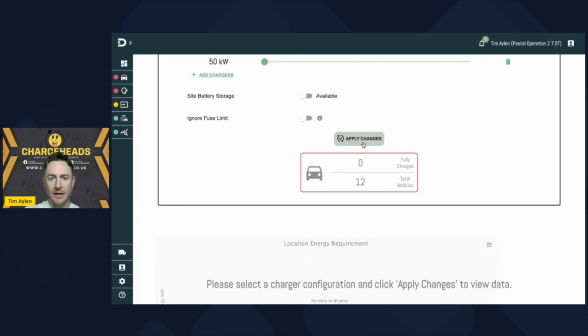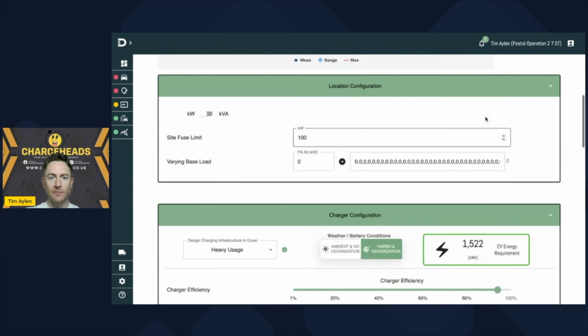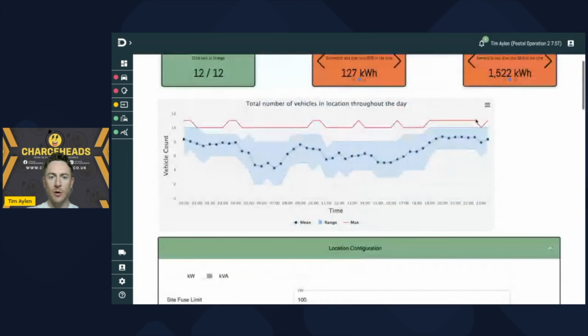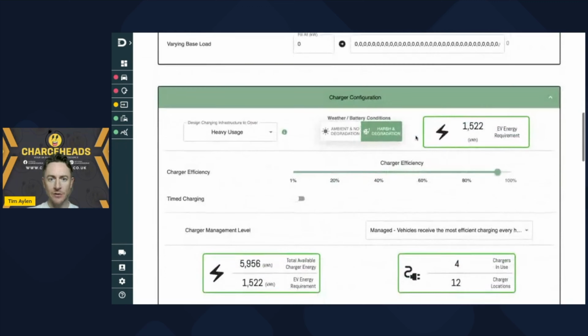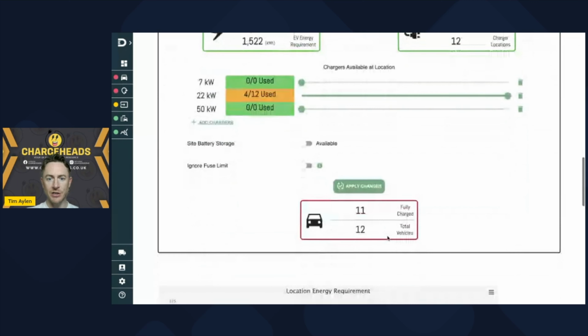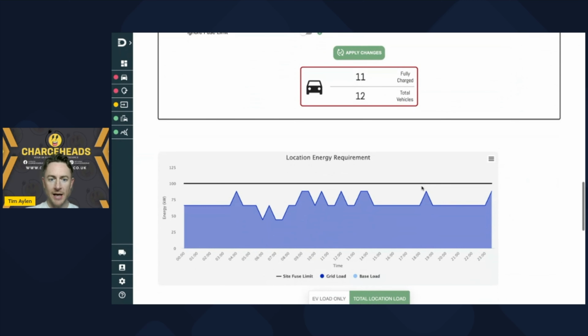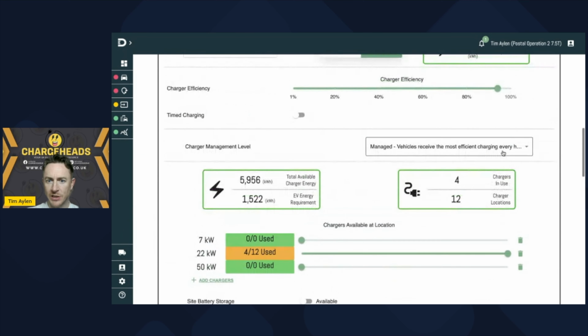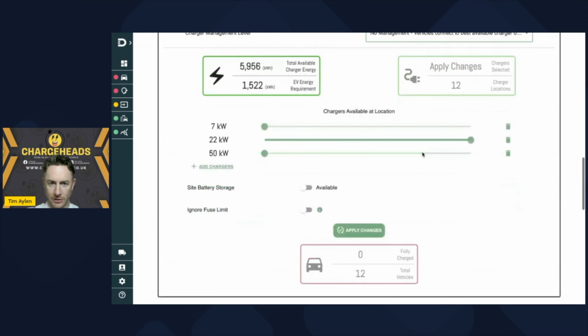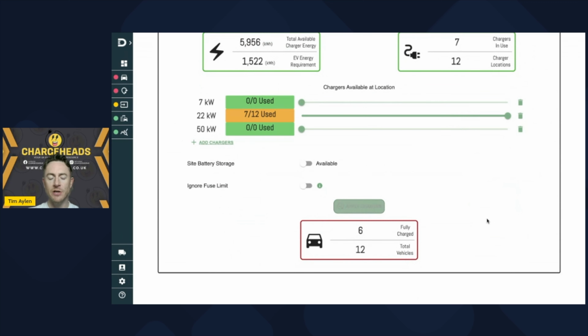We'll apply the changes. So I've configured the location. We know where the vehicles are. We know how much power they're using. We've done our charger configuration. We've applied the changes, and that gives us an understanding of the power demands, which is just below here. And this black line is showing us our site fuse limit. So I'm just going to change it to unmanaged charging. There we go, just for this demonstration.